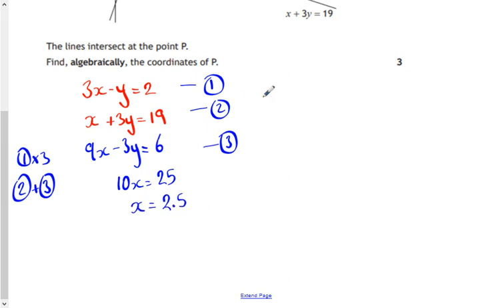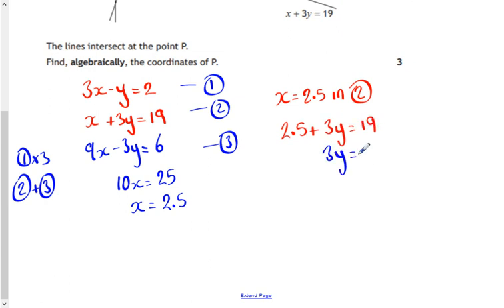I'll take that 2.5 and put it back into equation 2, just so it's nice and simple. So x equals 2.5 in equation 2 gives me that 2.5 plus 3y equals 19. So 3y is equal to 16.5. Therefore, y must be equal to 5.5.